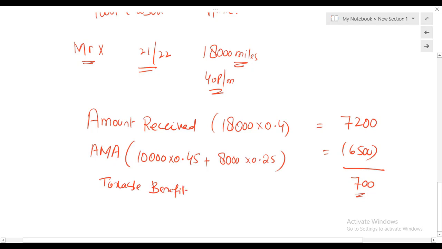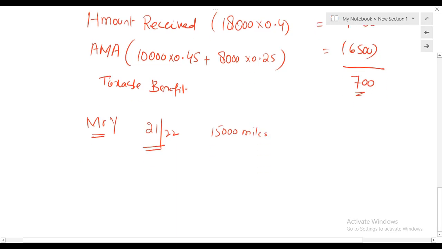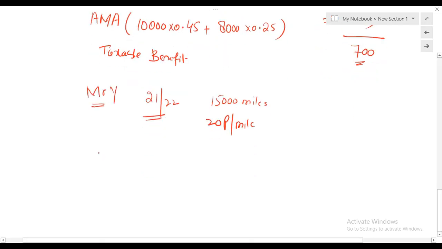On this taxable benefit, Mr. X is supposed to pay tax. Okay, one more example. Let's say I have Mr. Y also. In the tax year 21-22, Mr. Y drove his car, let's say 15,000 miles for employment purposes. And let's say his employer paid him 20 pence per mile. Assuming Mr. Y has used his car for employment purposes 15,000 miles and his employer has reimbursed him 20 pence per mile. Okay. Let us first calculate the amount received.